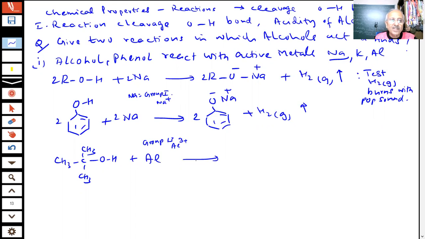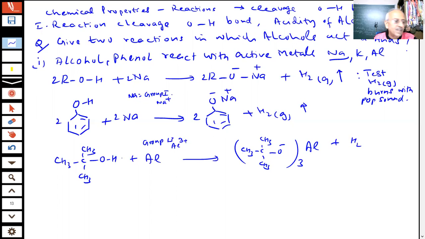How do you balance the reaction? Then what is the product, student? What will be the product? You have CH3, CH3, CH3, O minus, student, and there should be 3 times of this Al, because the valency of aluminum is 3+, and then there will be hydrogen gas liberated, H2.